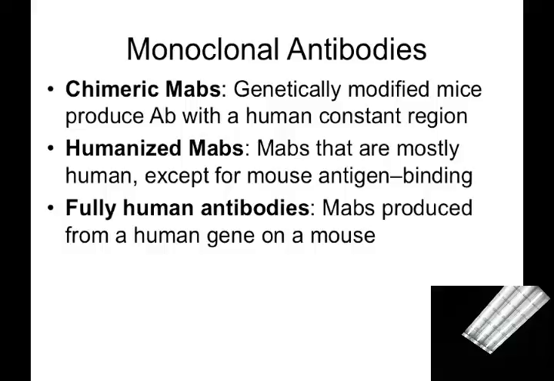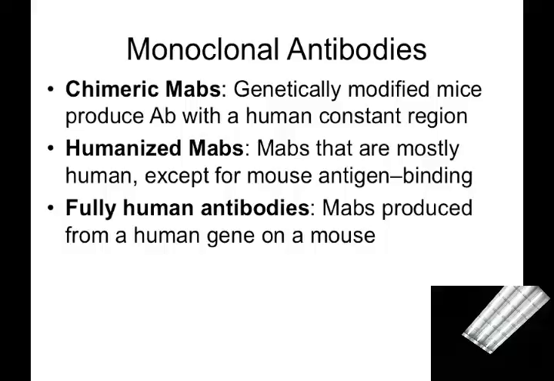There are a couple of terms you need to know, because as people have started to use this technology, they've developed ways to make it better. Because if you're using mouse antibodies, there's something about mouse antibodies that's sufficiently different from human antibodies that your body might not be happy to see them. So we can make chimeric monoclonal antibodies where we modify the mouse so that it produces an antibody. So normally, the Y-shaped antibody from a mouse looks like that.